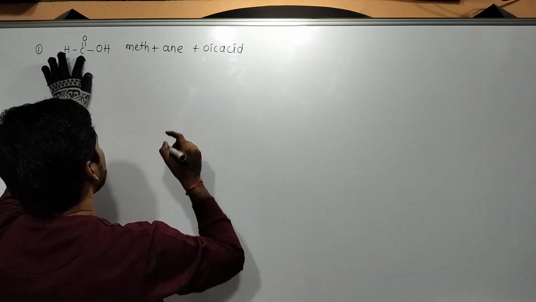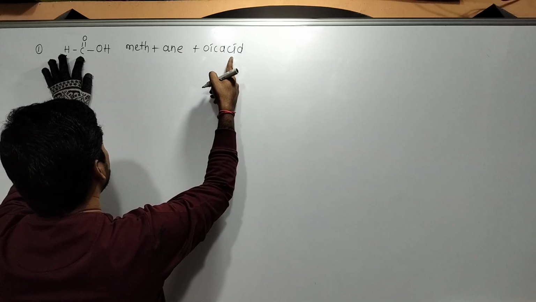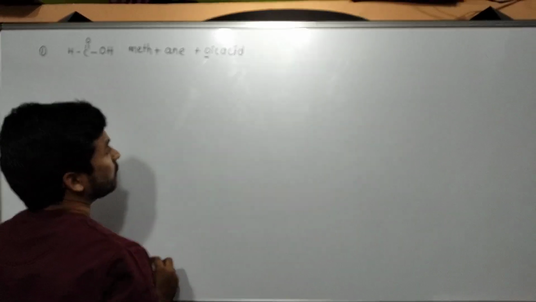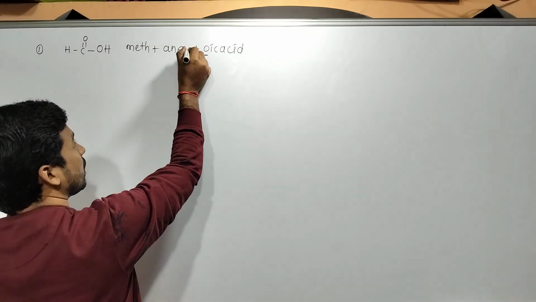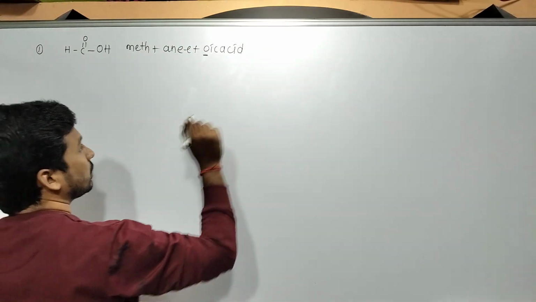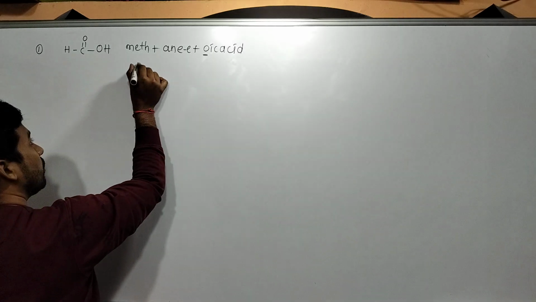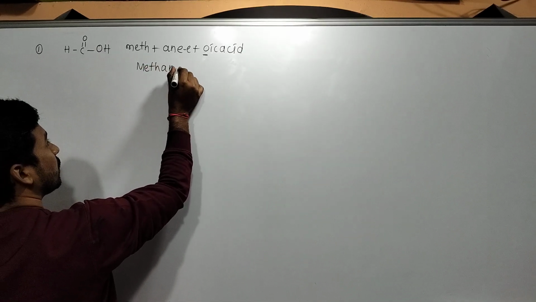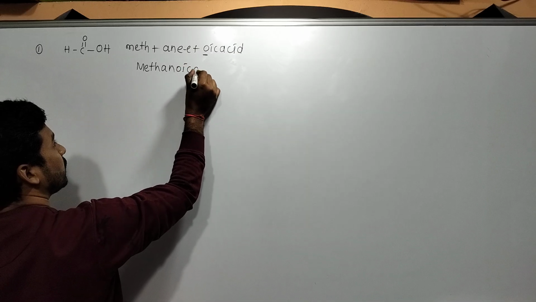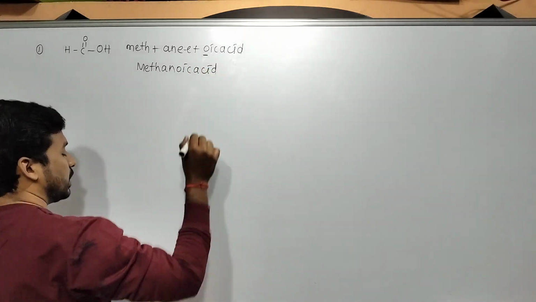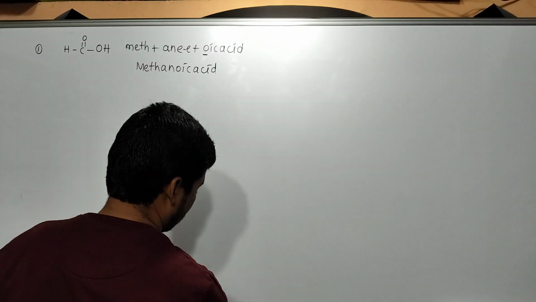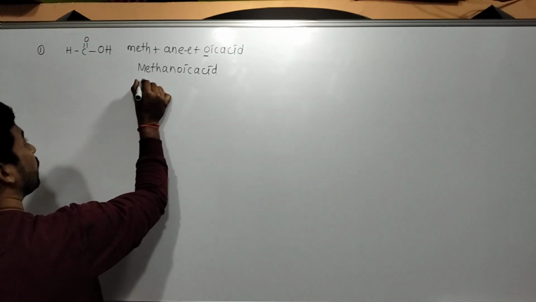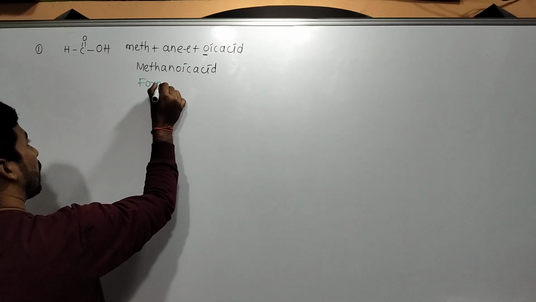This carbon is counted in the parent chain, that's why oic acid. Then the secondary suffix begins with a vowel, so remove the E here. Then by adding all those parts, we get methanoic acid. Methanoic acid is the IUPAC name of this molecule. The common name is formic acid.